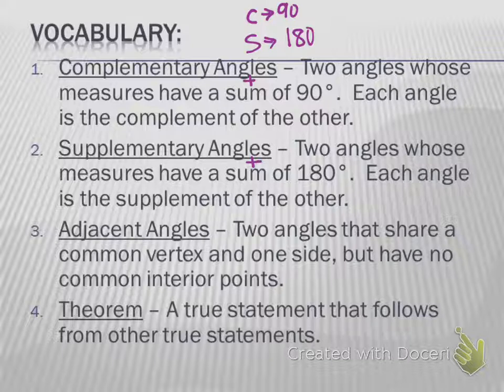All right, the next one is adjacent angles. Two angles that have a common vertex and a common side are called adjacent angles. So basically two angles that are right next to each other. So I just drew adjacent angles. Because of this common ray in the middle, they're adjacent angles. So they have the same vertex and they share a side. And then a theorem is a true statement that follows from other true statements. So you'll hear me say theorem today. You'll learn two theorems. Basically, a theorem is just a true statement. If I tell you something is a theorem, just assume that it's true. What are your questions on these four vocab words?